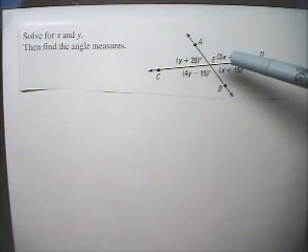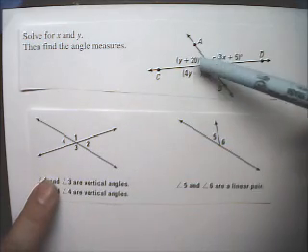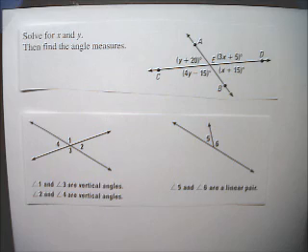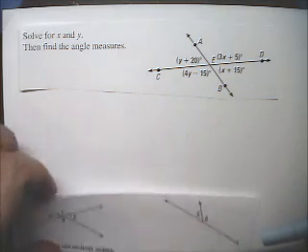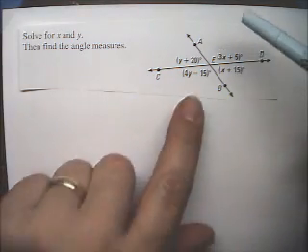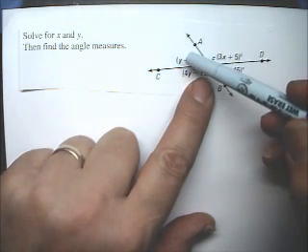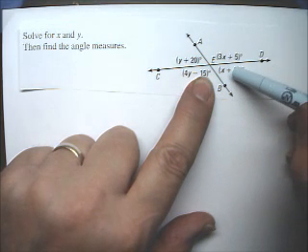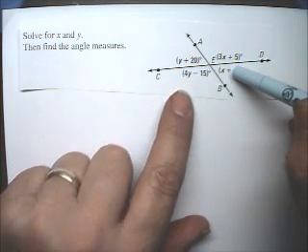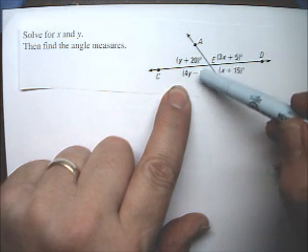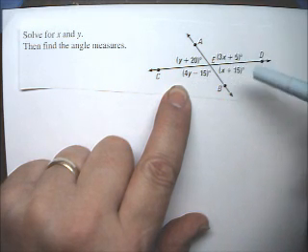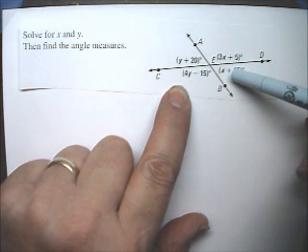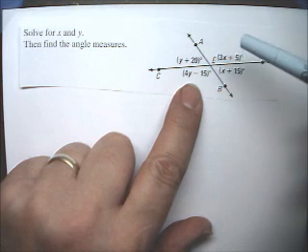We can either use the fact that we have vertical angles, or we can use the fact that we have linear pairs. If we use vertical angles, we'd have y plus 20 equals x plus 15. That'd be an xy equation. We couldn't solve it alone. We would use the second equation, 4y minus 15 equals 3x plus 5. That'd be a second equation in x and y, and we could solve it.